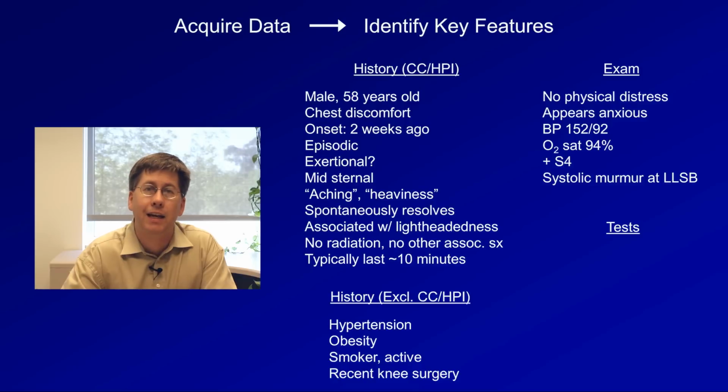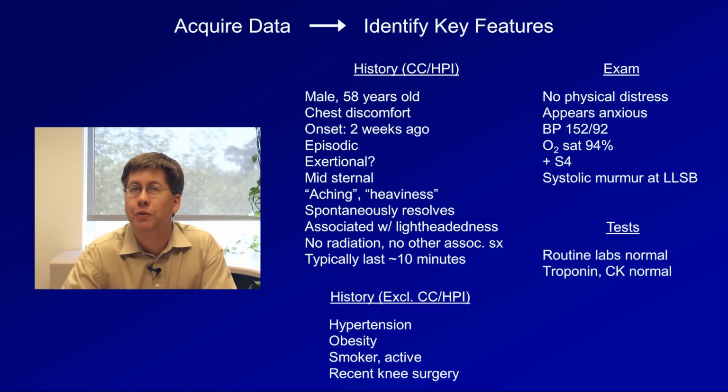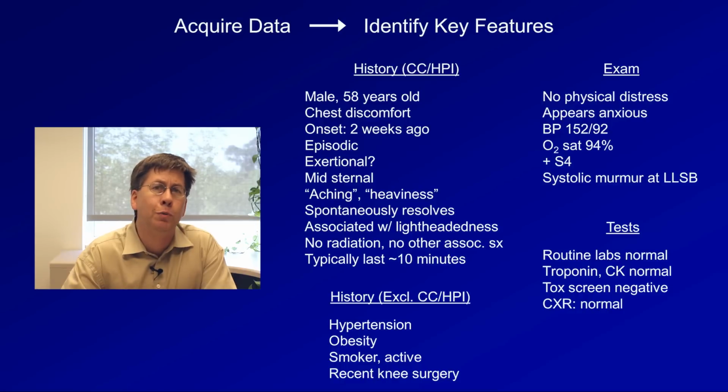troponin, CK, and UA are all normal. A urine tox screen was also negative. A chest x-ray was also normal. His EKG shows normal sinus rhythm with a QRS axis of negative 45 degrees, high voltage and T-wave flattening in leads 1, AVL, V5, and V6. There are no pathologic Q waves or ST segment deviation.